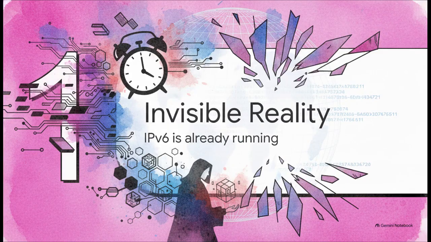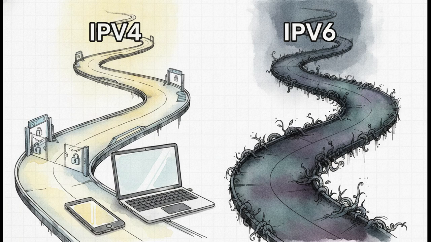Kicking things off at Section 1, the invisible reality. We really have to start with Chapter 1's massive wake-up call, because you need to completely shatter the illusion that IPv6 is just some future problem you can ignore. The terrifying reality is that IPv6 is running right now on your network. It's actually enabled by default on Windows, Mac, Linux, iOS, Android, you name it. So even if your org hasn't officially deployed it, your devices are actively speaking it.